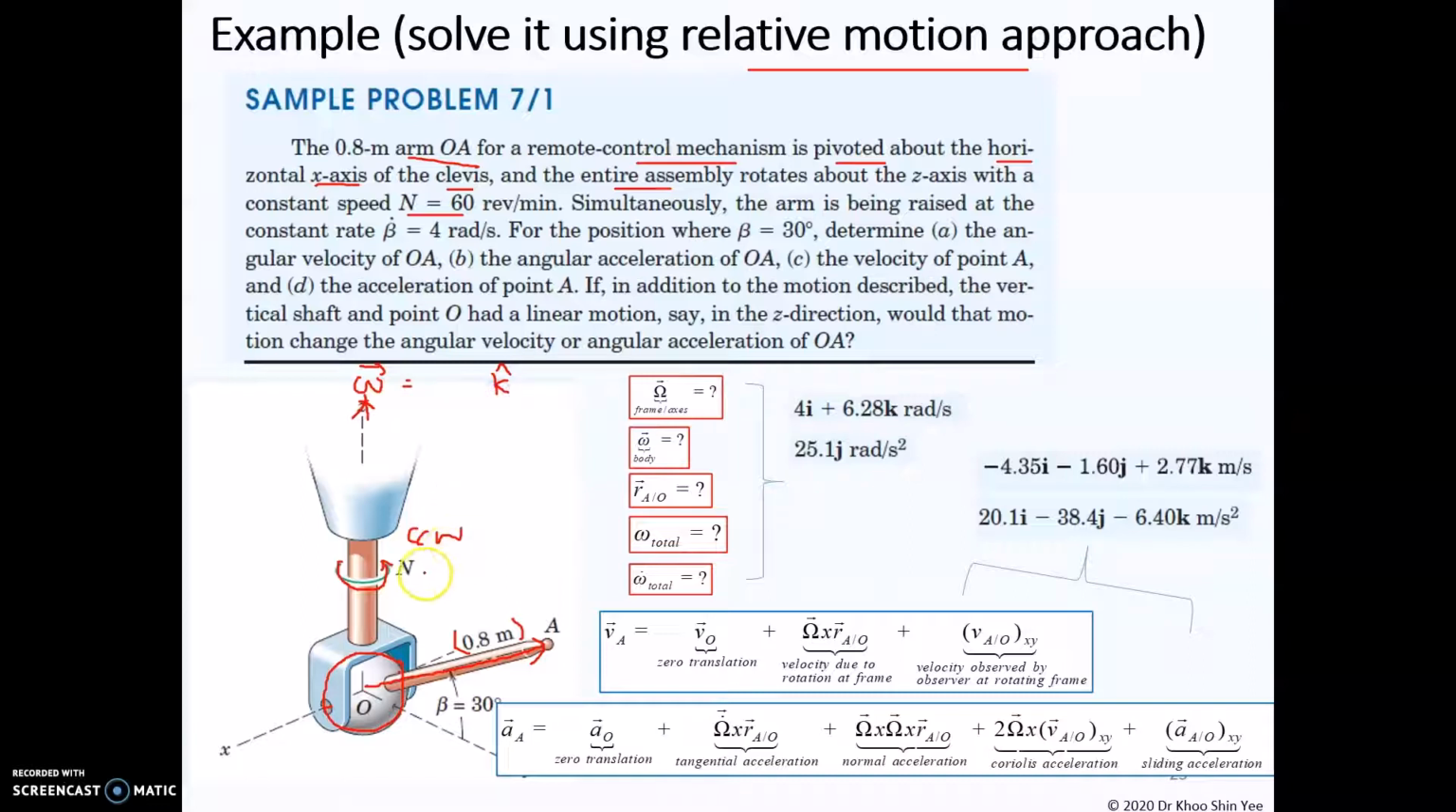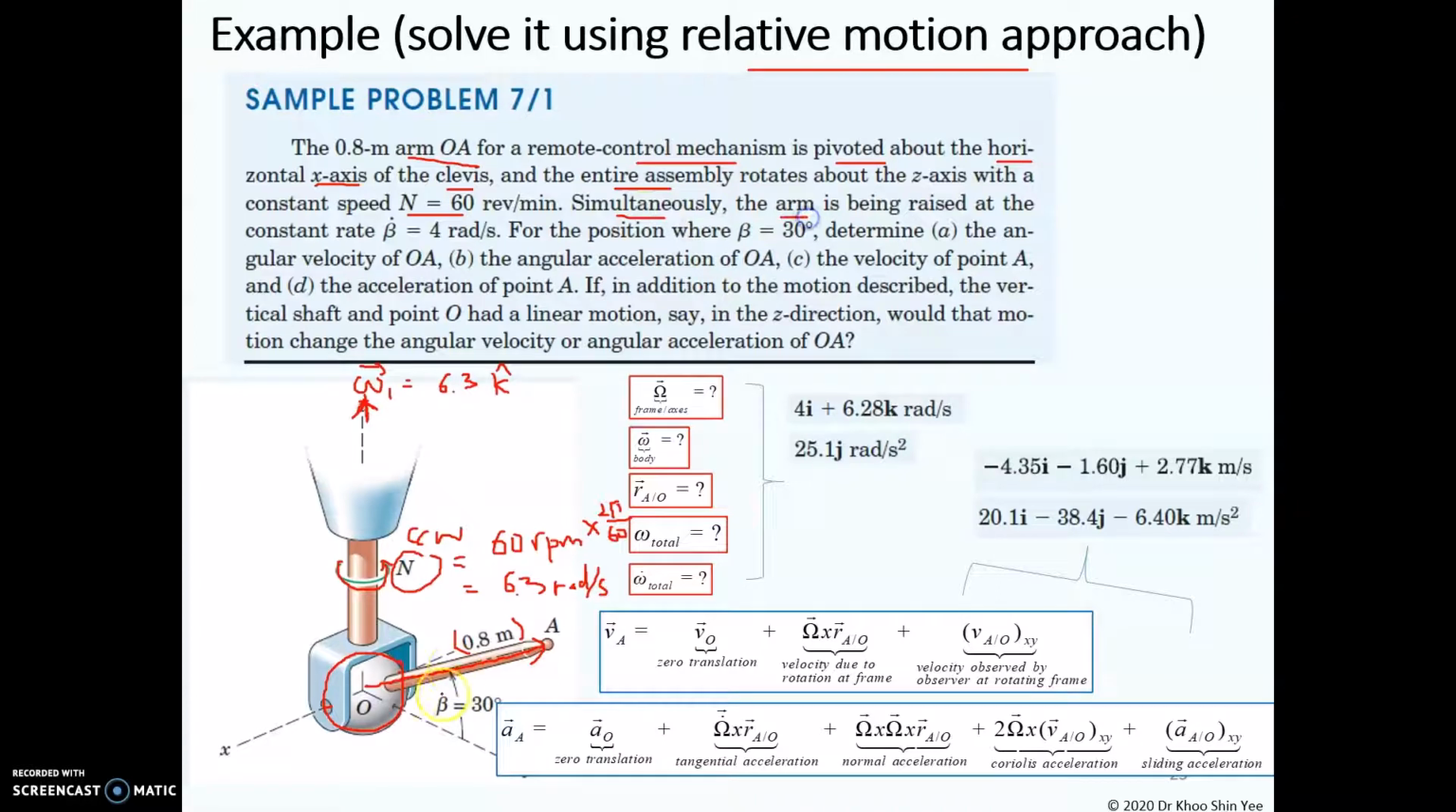However, you need to convert the unit for n to radian per second. So n is equal to 60 rpm, and you can convert it into radian per second by multiplying by 2 pi divided by 60, since 1 revolution is 2 pi radian and 1 minute is 60 seconds. You should obtain around 6.3 radian per second. So your first omega is equal to 6.3 in the k direction.